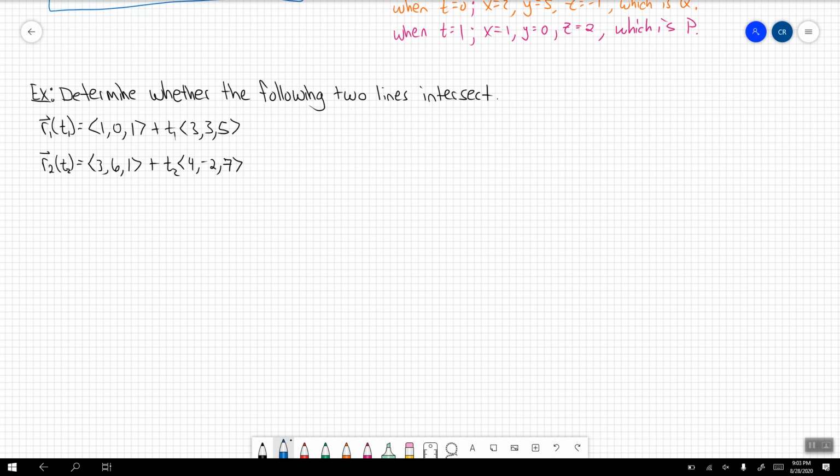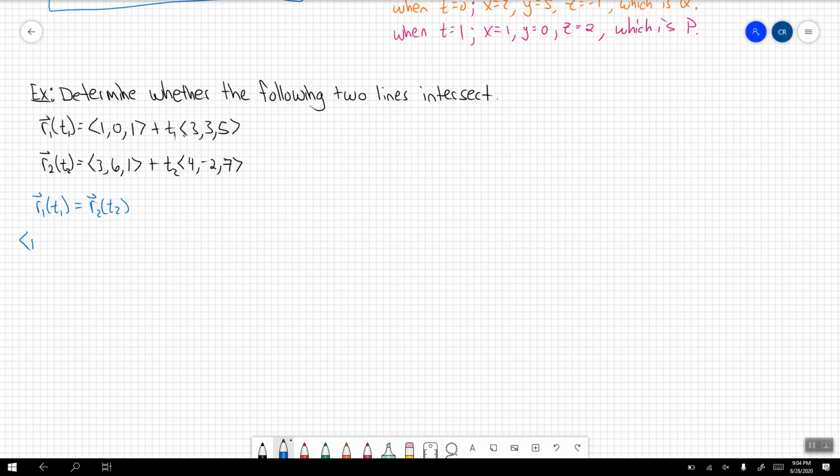In order to start this process, we are going to consider vector R1 of t sub 1 being equal to vector R2 of t sub 2. Again, this is because we want to find out, does this happen? Well, now we have to equate the components to one another. So what I'm going to do here is take the vector components in R1 and already combine them using addition.